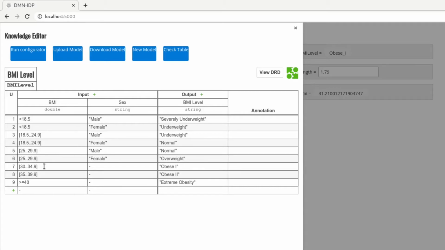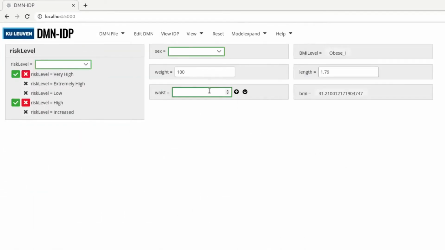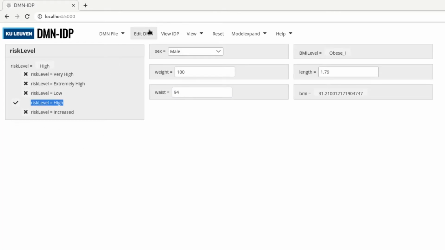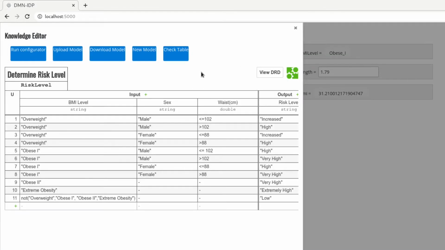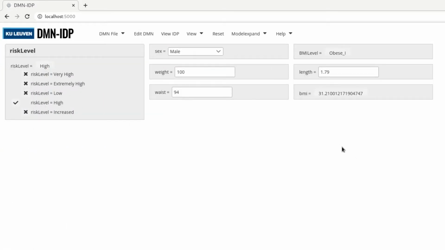we can trace the rule that had fired, which in this case is rule 7, where the BMI is between 30 and 34, and thus they are obese. If we then also insert that the sex is male and we give a waist, say 94 centimeters, then it can conclude that the risk level for this patient is high, which again, we can see by going into the rules and checking out that an obese male patient with a waist less than 102 centimeters has a high risk level. This could be considered normal functionality for a DMN specification.